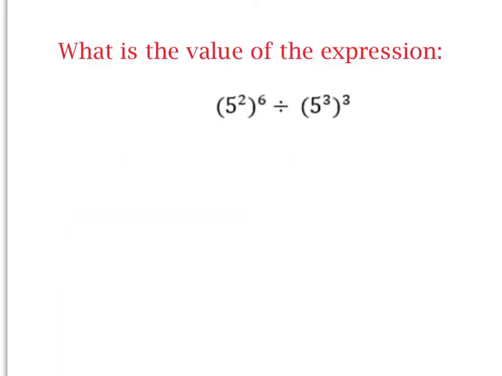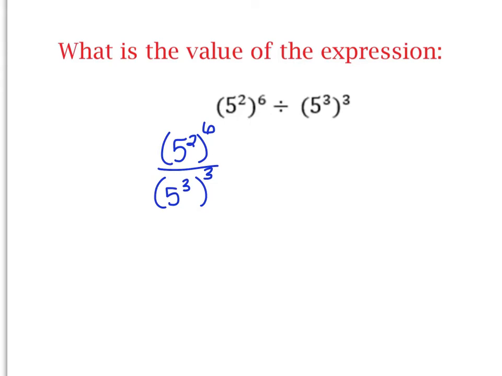Okay, what is the value of the expression 5 to the second raised to the sixth power divided by 5 to the third power raised to the third power? The first thing we want to do when we have a division problem that's written horizontally is rewrite it vertically, and that helps us understand it better. So 5 to the second raised to the sixth power divided by 5 to the third power and raise that to the third power. Make sure that you are writing everything down on your paper.